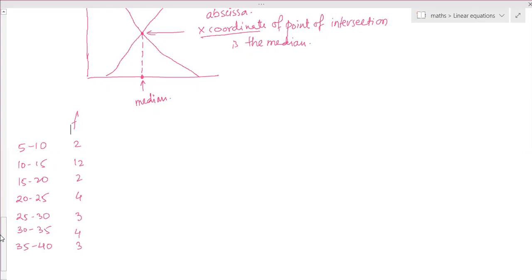Completed? Ma'am, less than ogive is completed. I'm doing the second one, the more than ogive part. Okay. Okay, done.